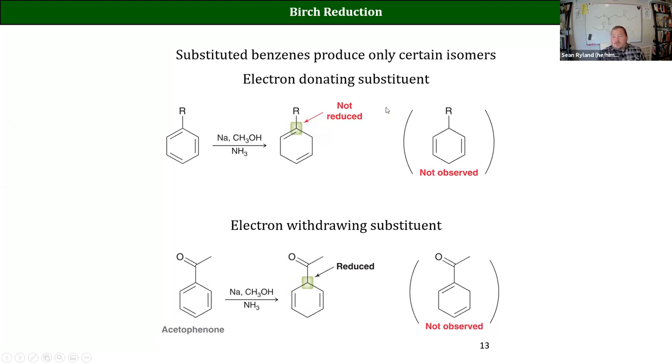So I promised we were going to get back to using the terms electron withdrawing and electron donating. Here's the first place where we're going to see it. If you have an electron donating substituent, it's always going to be on one of those alkenes. And if you have an electron withdrawing substituent, it's always going to be on one of the sp3 carbons.